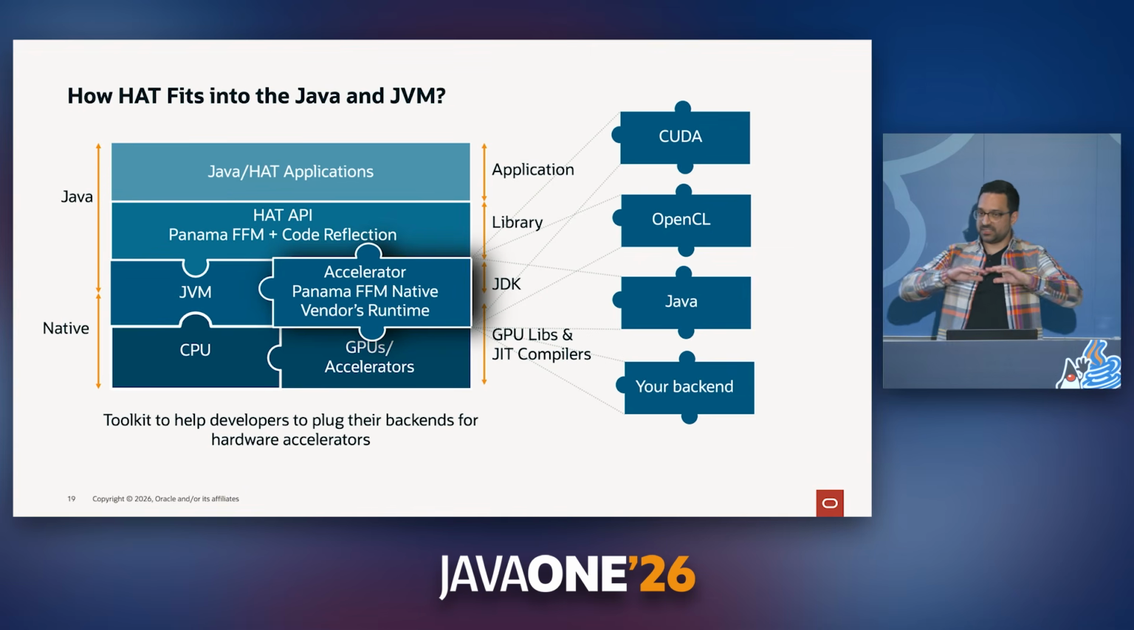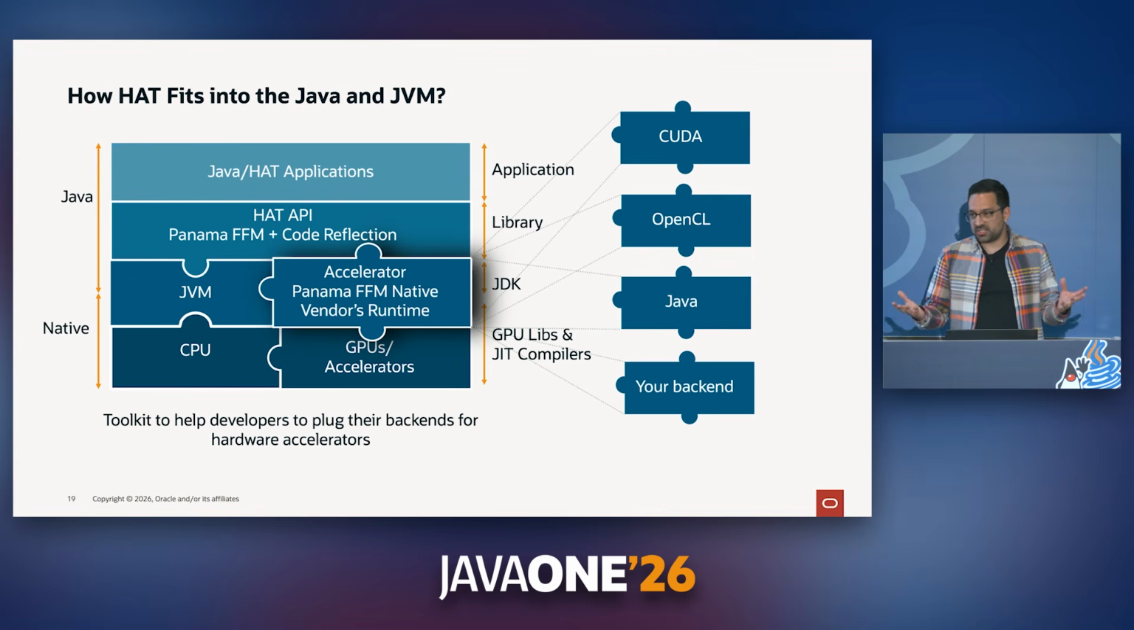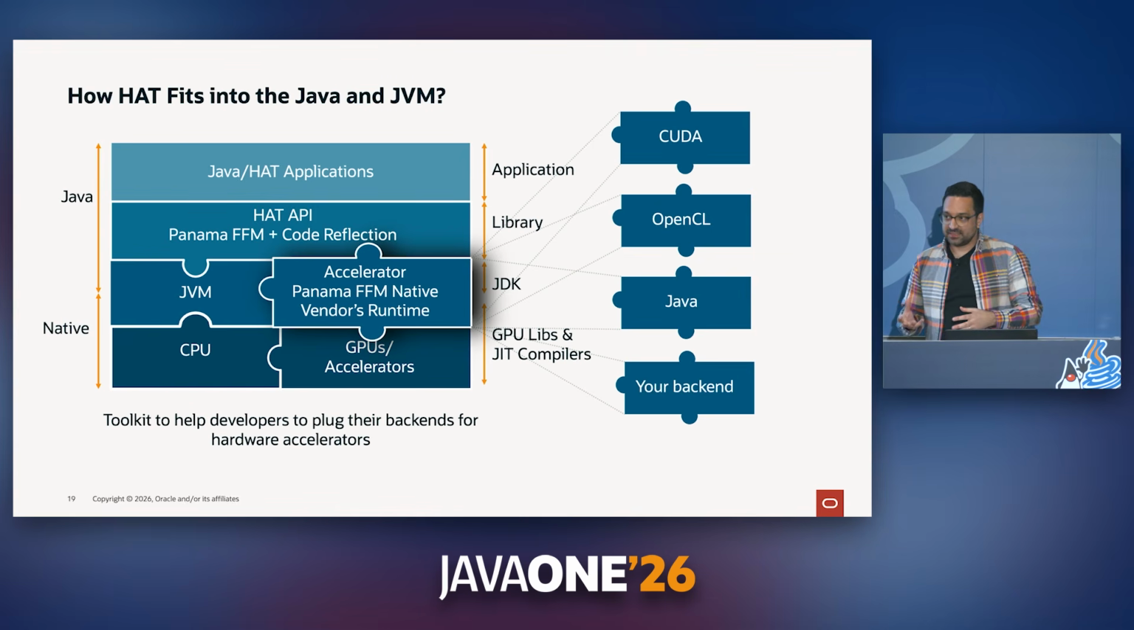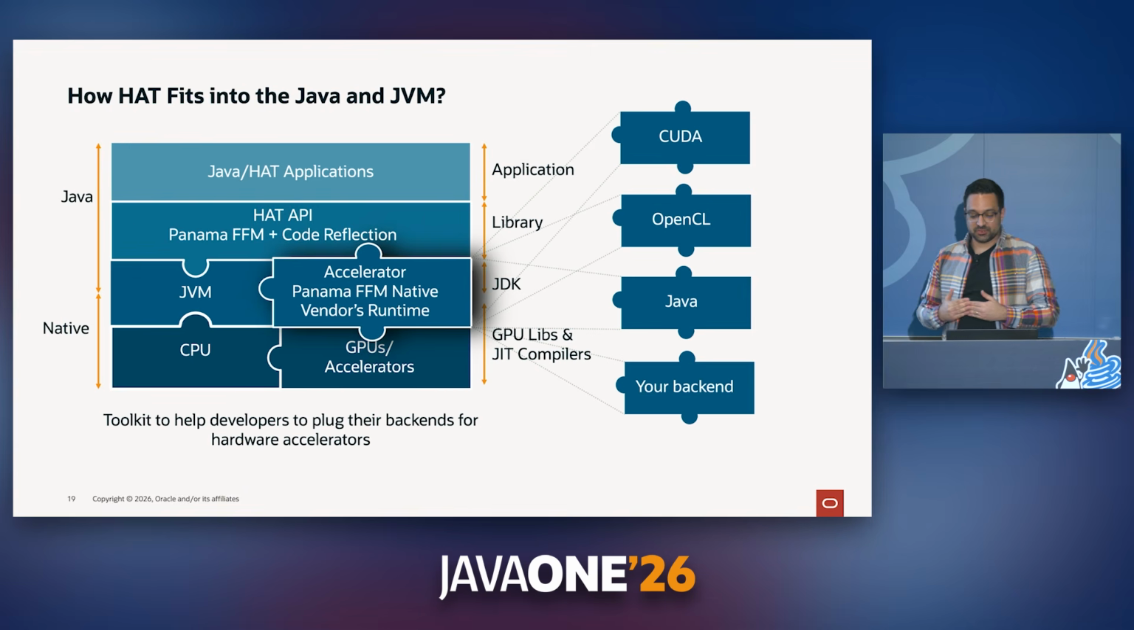And on top of it, we have the set of HAT APIs to express parallelization and to interact with the actual runtime. And that comes for free, the connection with Panama FFM and the core reflection API. And on top of it, it's just your Java program, right? Your HAT application. In fact, I will argue that a Java application is a HAT application that always runs on the CPU. And that's an interesting mindset, I think. Because if you want to run on an accelerator, you just use the actual HAT APIs.